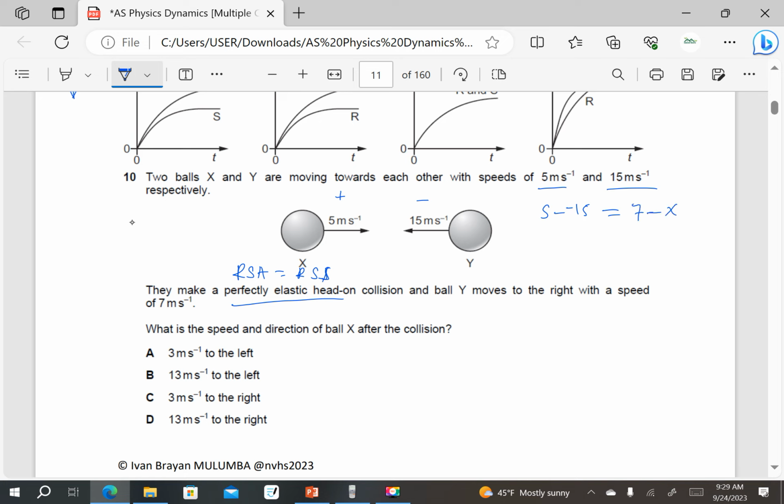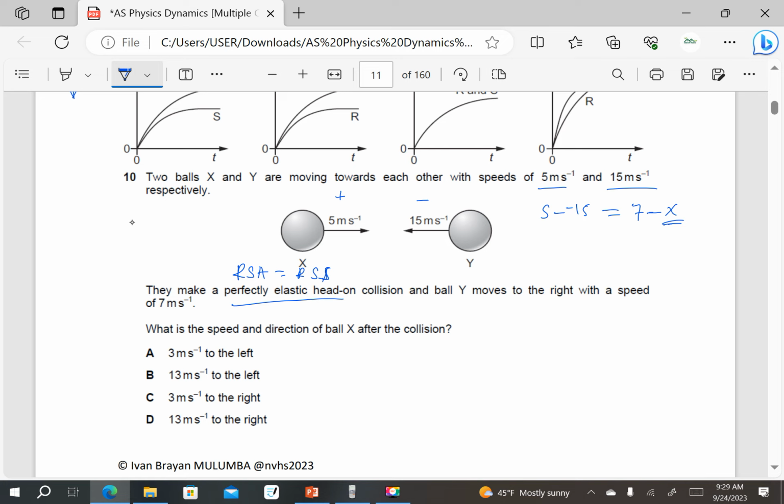We don't know what x is. Minus the speed of x. They have said Y moves to the right, and we've said velocities to the right are positive. We don't know whether X moves to the left, but we shall see. If x is positive, then it moves to the right. If x is negative, then it moves to the left.